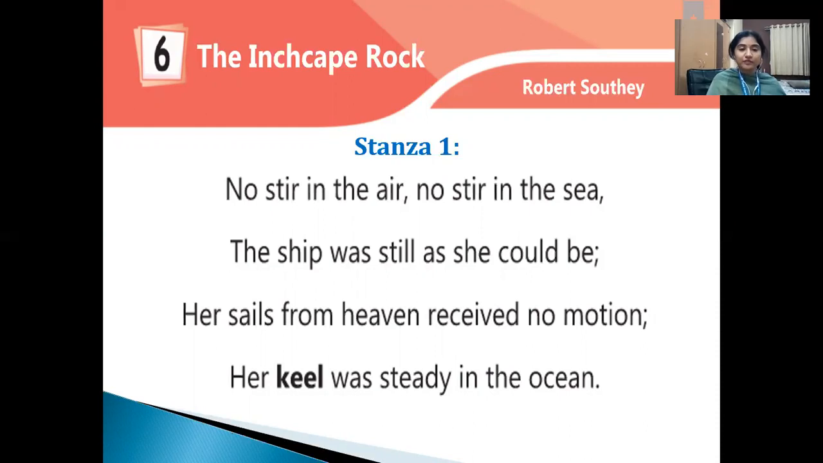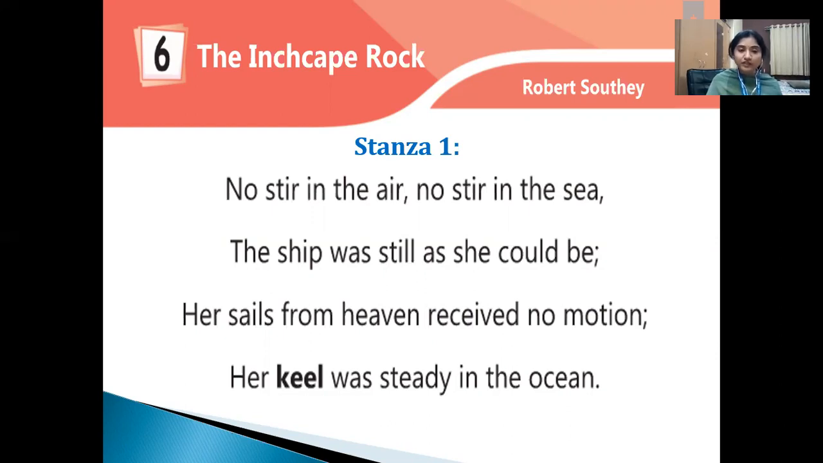In the first stanza, the poet has used three poetic devices: repetition, antithesis, and anaphora. Repetition is a poetic device in which words are repeated. Here, no stir is repeated again and again. Then he has used anaphora, repeating a specific word or phrase at the beginning of a line or passage. Here, her sails, her keel is repeated.